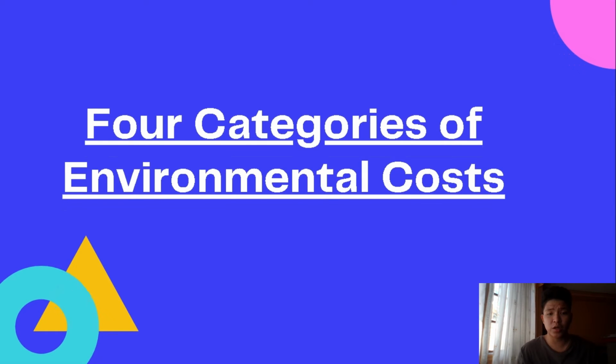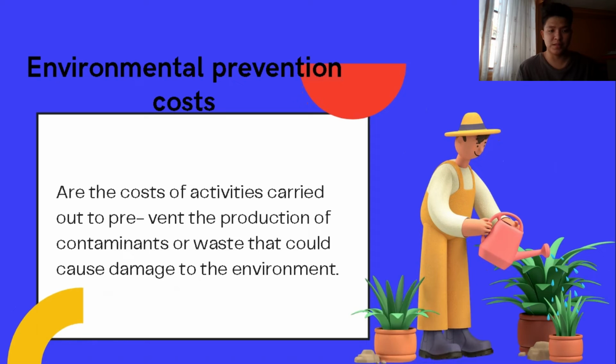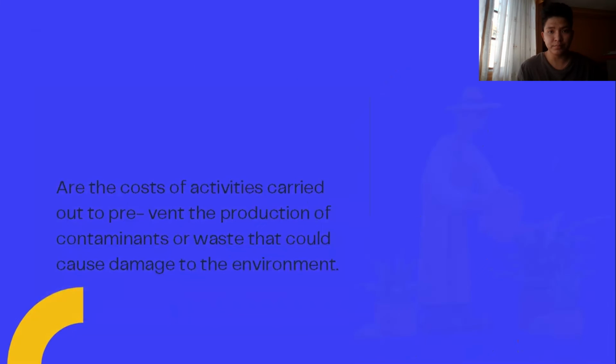So what are the 4 categories of environmental cost? Environmental prevention costs. These are the costs of activities carried out to prevent the production of contaminants or waste that could cause damage to the environment. So when we talk about the environmental prevention cost, it is the cost before the production, to prevent the production of contaminants or waste that could damage the environment.